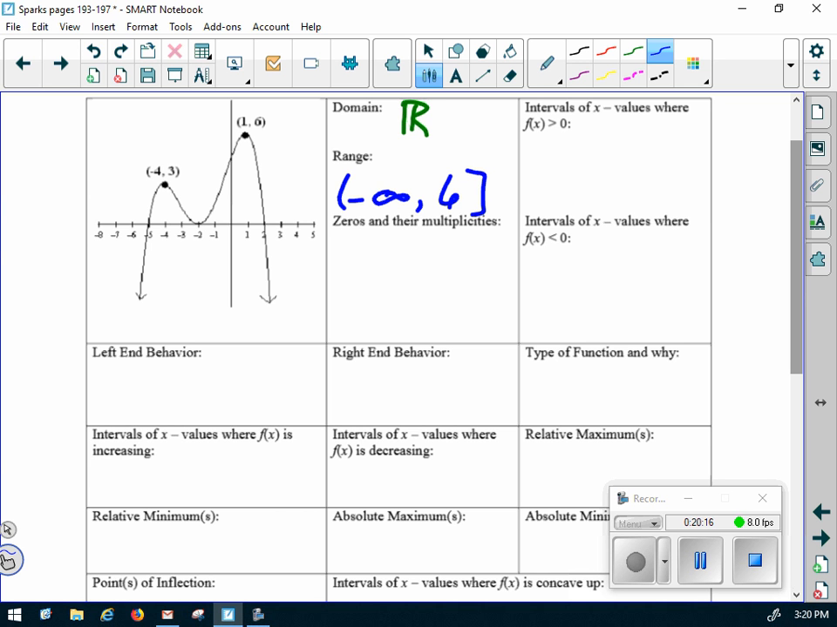Zeros and their multiplicities. -5. So I'm going to do this once, twice, once. Is that okay?